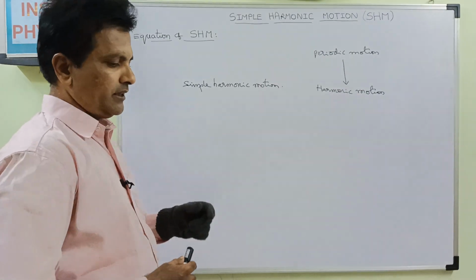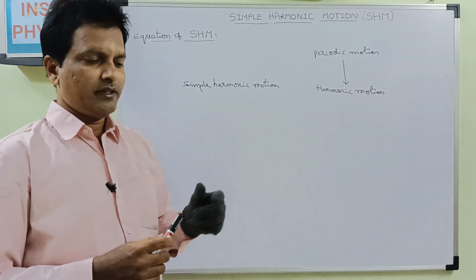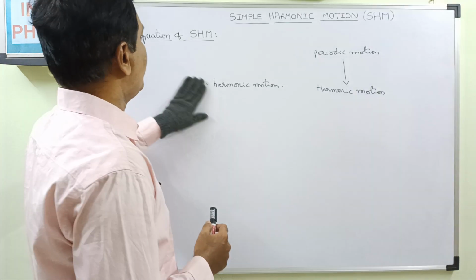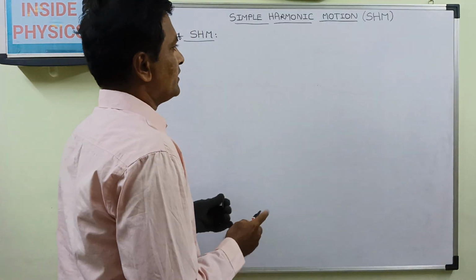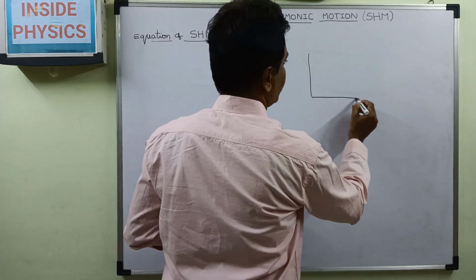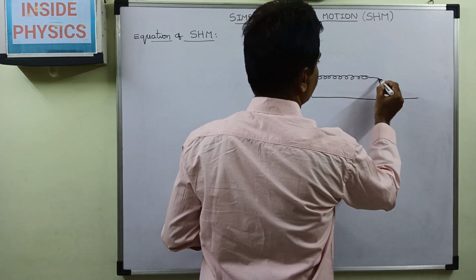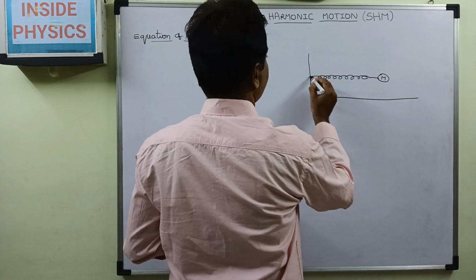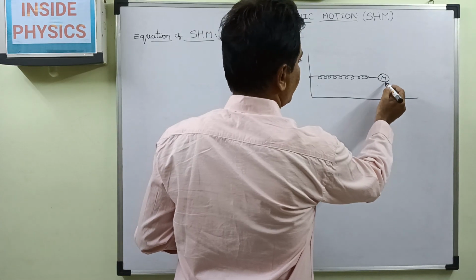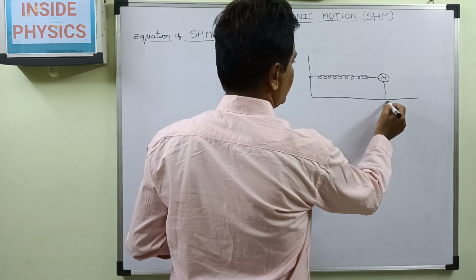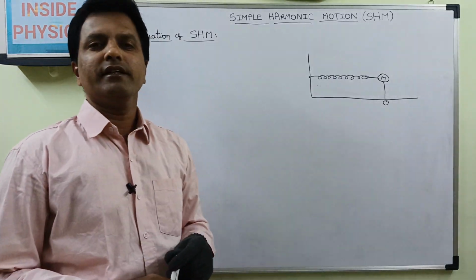Here, while taking the example of a mass connected to a spring, we will derive some equations of simple harmonic motion. For that, we will initially consider a spring attached to a mass m. It is fixed at this end and the other end is attached to the mass m. When the mass is not moving, it is said to be in equilibrium, at position O.